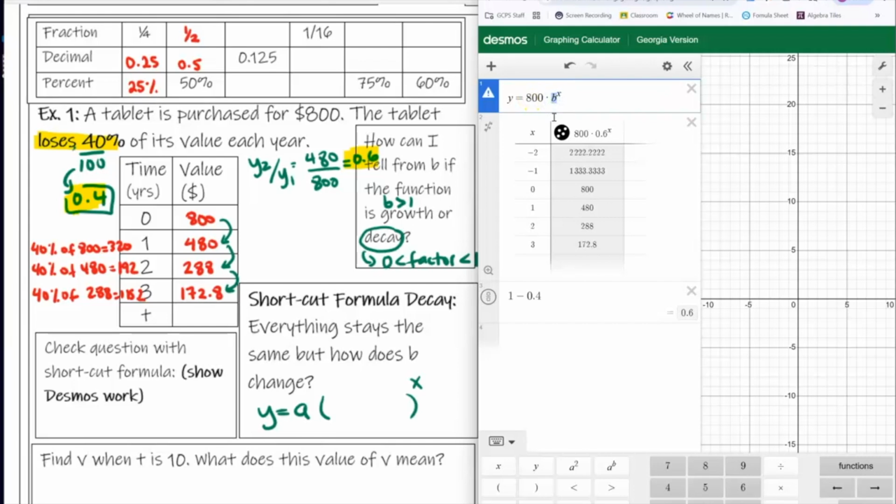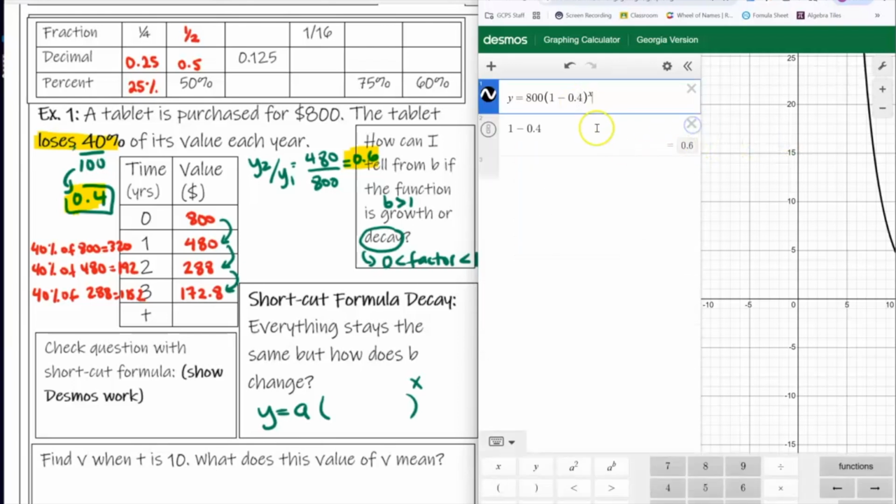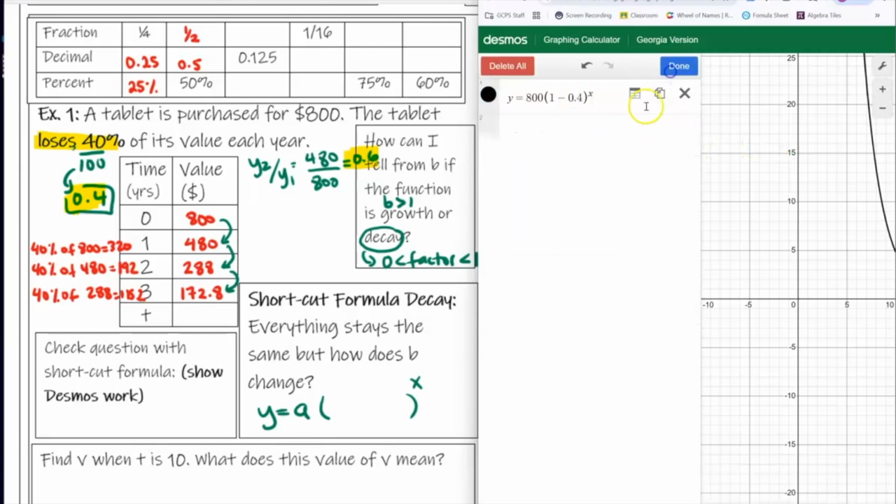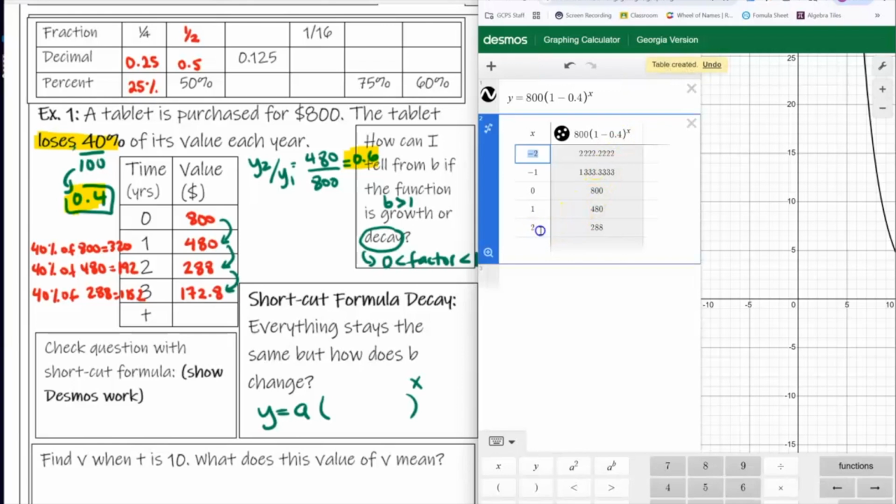And now we're saying our B is, and I do have to put parentheses for this actually, because if I start doing order of operations, I do need it in parentheses. So 1 minus 0.4. And we're going to check if this is going to work and give us the same table. So if I click table, does it match my table exactly? Yes. So far it does.